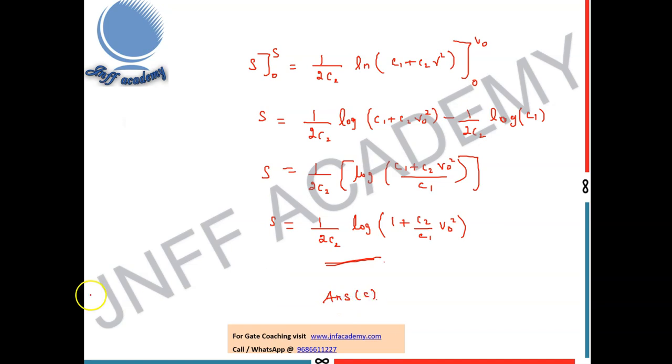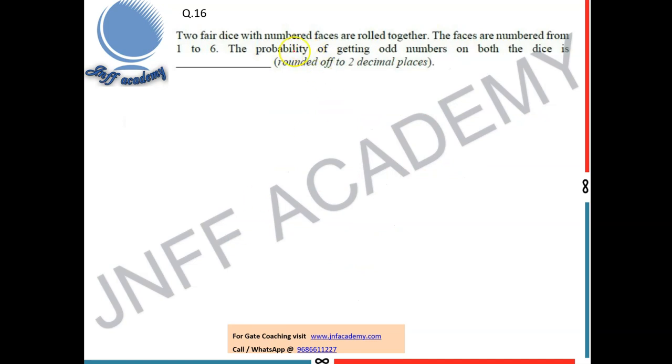Okay. So next question. Two fair dice with numbered faces are rolled together. The faces are numbered from 1 to 6. The probability of getting odd numbers on both the dice.